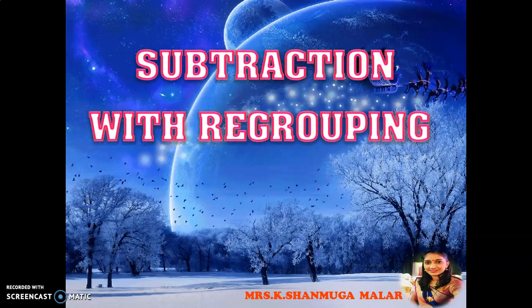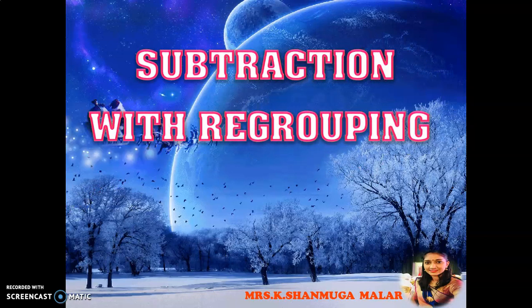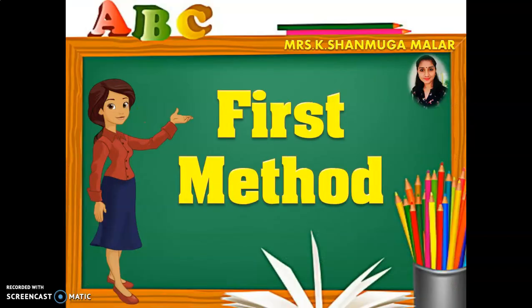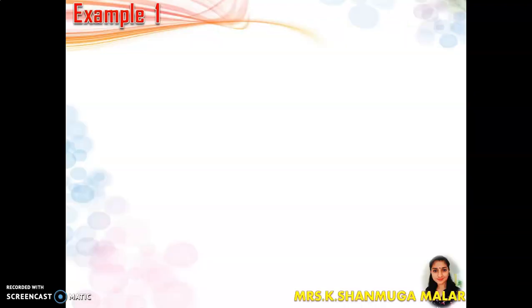Today, teacher is going to teach you about subtraction with regrouping. Let us see the first method to solve the subtraction with regrouping. Example 1. 24 minus 9. First, we must write the number sentence in a vertical form.